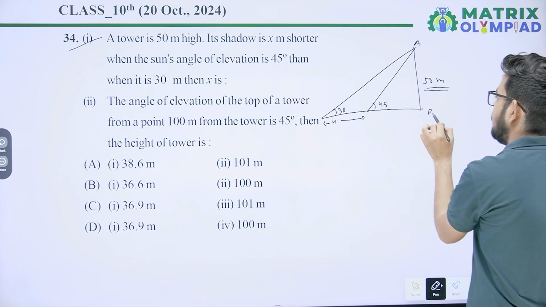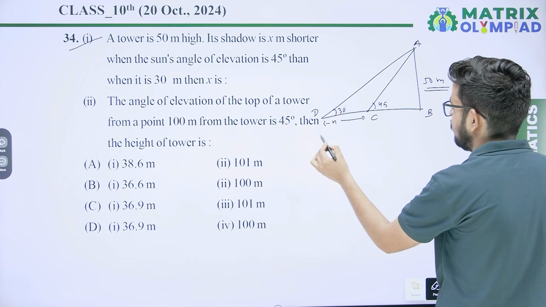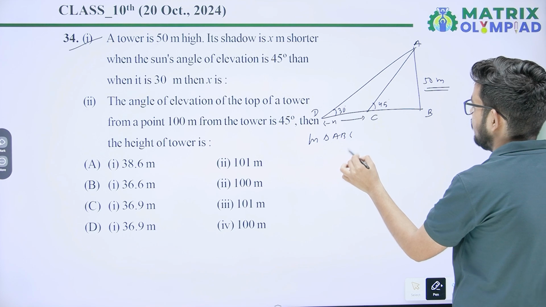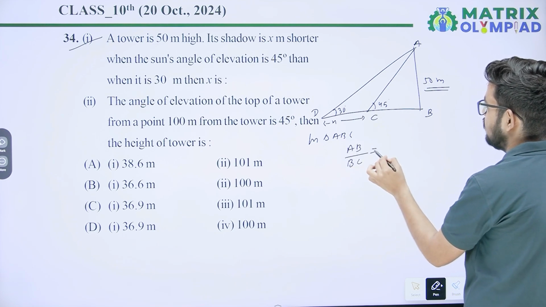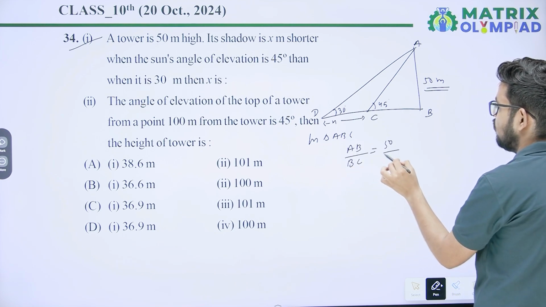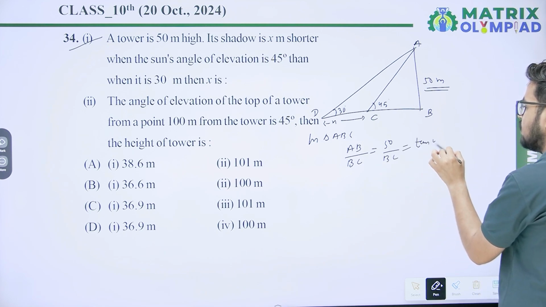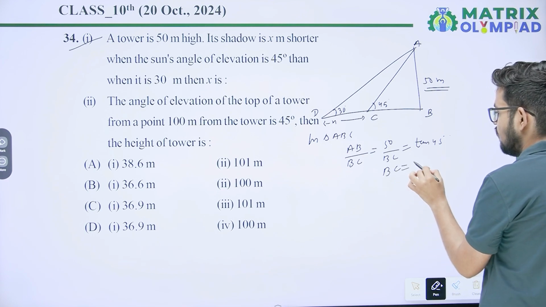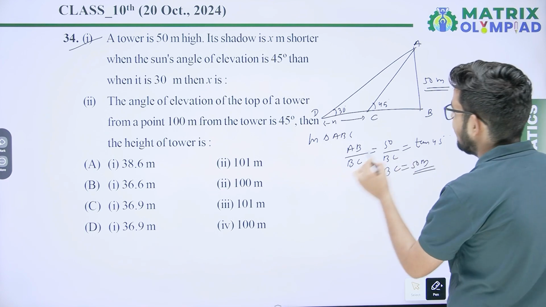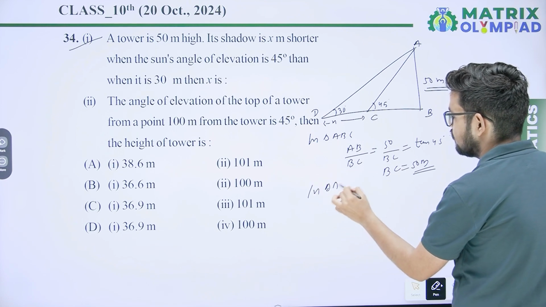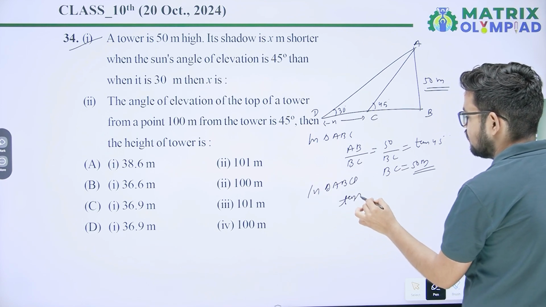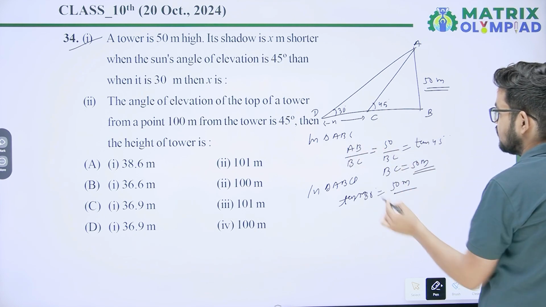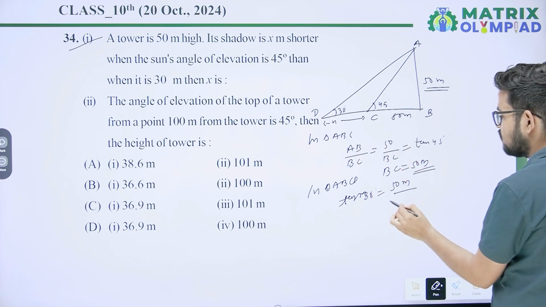So it is triangle ABC and this point is D. So in triangle ABC, AB upon BC equal to 50 upon BC, it is tan 45 degree, perpendicular upon base. So BC equal 50 meter. Now in triangle ABD, tan 30 degree equal perpendicular 50 meter upon base, which is x plus 50.